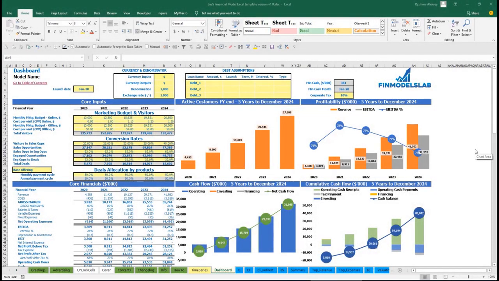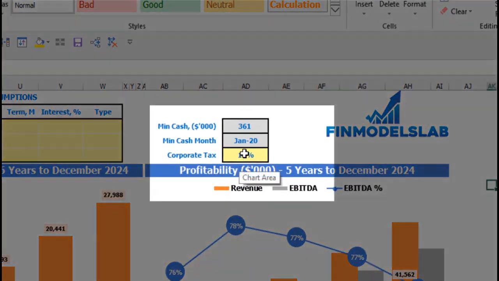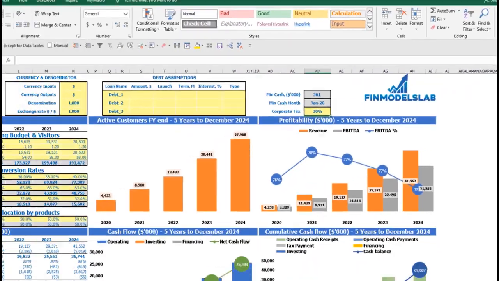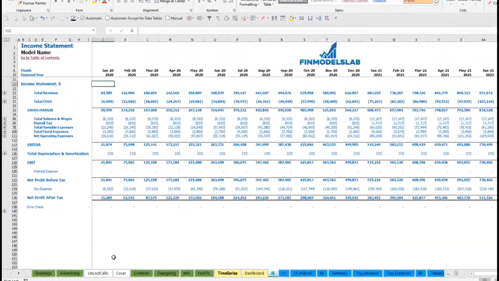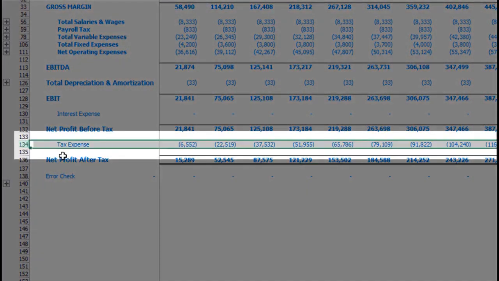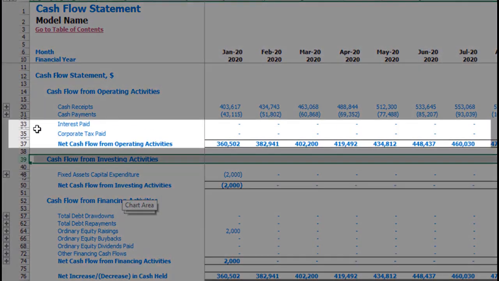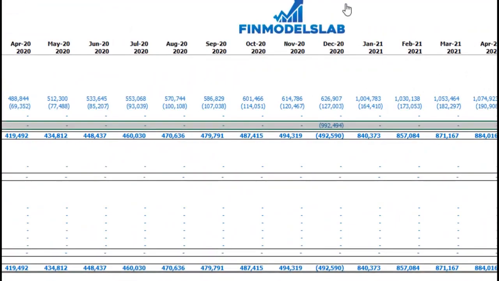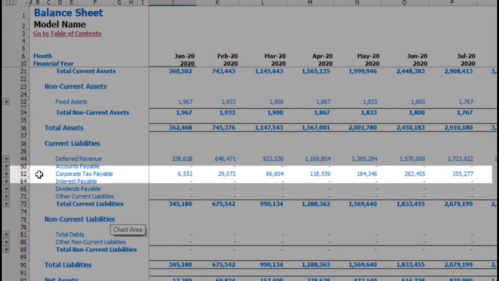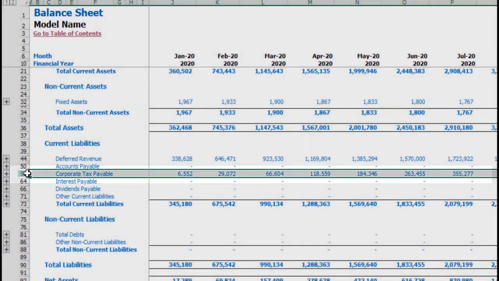Also, on the top of the dashboard you can set the corporate tax rate which works for your country. For example, it can be 30%, and you may see the calculation of corporate tax in income statement in the line tax expense. On the cash flow you may see the corporate tax paid. By default this is December, and on the balance sheet you may see the corporate tax payable by months.